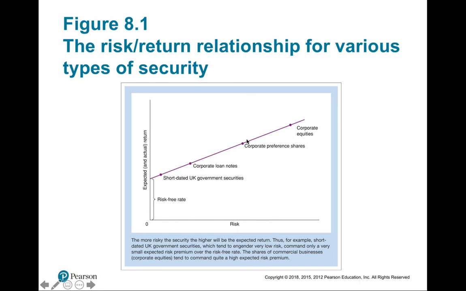Then as we progress further, we see corporate preference shares. So again, this is a form of equity-based financing, but if the business does declare dividend payments, the preference shareholders get their dividends ahead of the ordinary shareholders. And I'm going to talk a bit about ordinary shares and preference shares a little bit later in micro lecture 3A and 3B. And then right at the top, we have what are called corporate equities or ordinary shares.